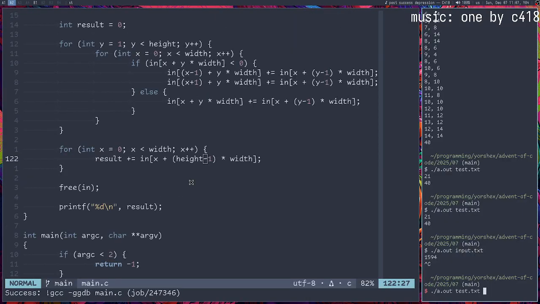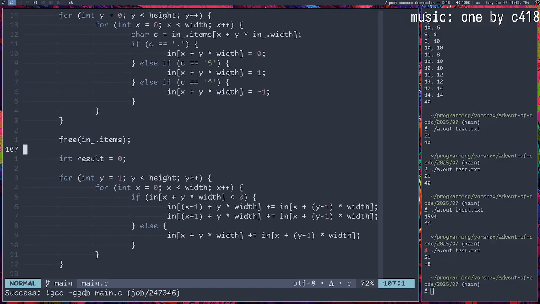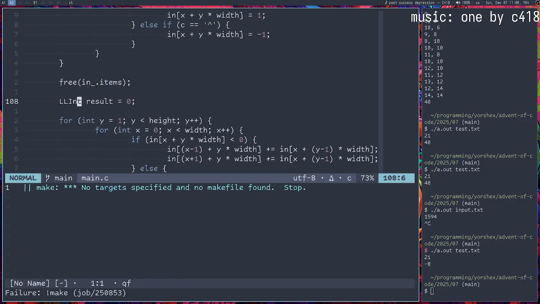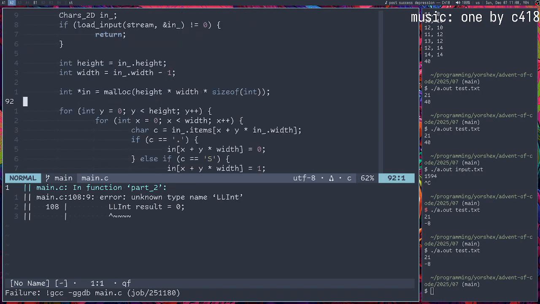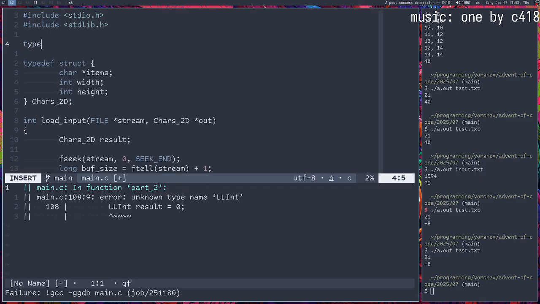Let's try this on the test input. We got -8. Let's try to make it a large integer. We still get -8, I know. Oh, it's not a type here. Alright, so long integer, a long int.